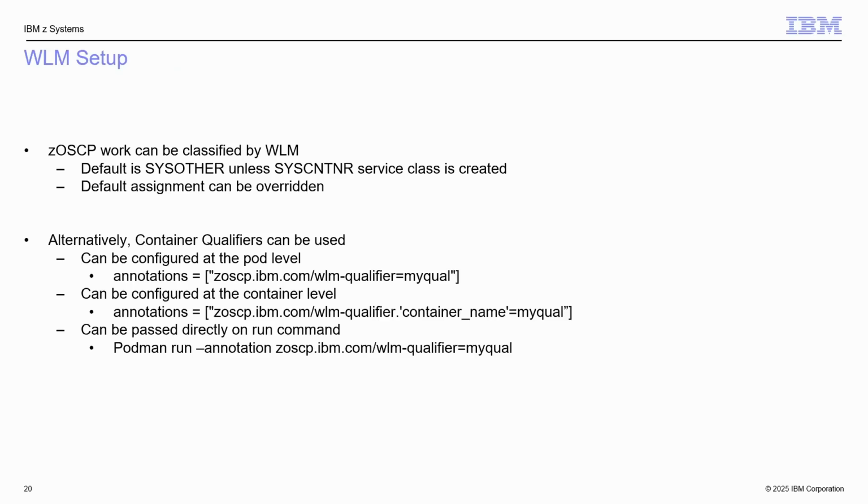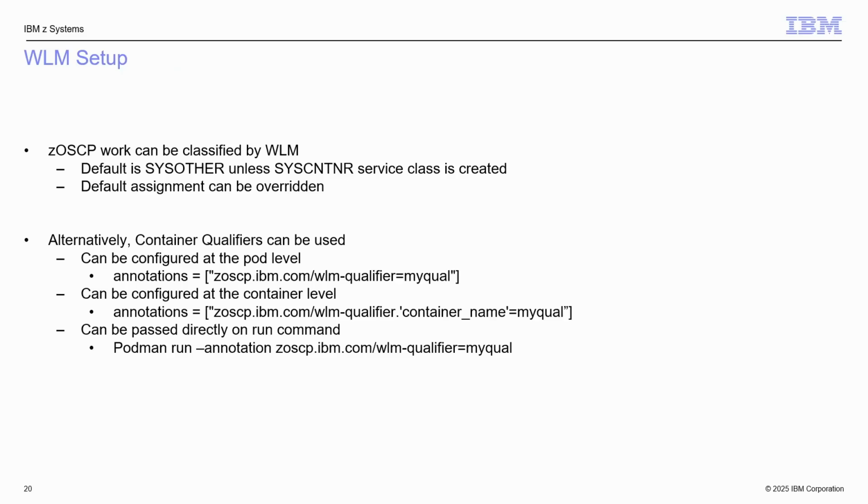Next, for WLM setup, this is another area where you're probably going to want to take an overt action. By default, the z/OS container platform work, if you don't do anything, will be classified as SYSOTHER. This is a very low priority and is likely not something that you'll want. You'll probably want to be higher than SYSOTHER.